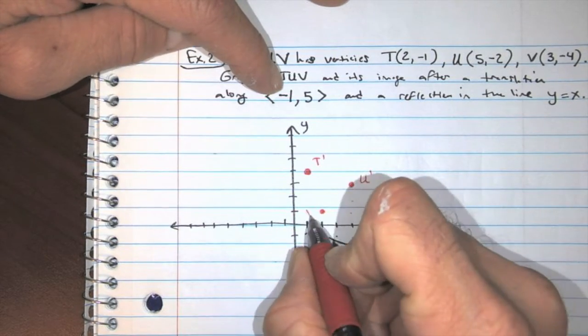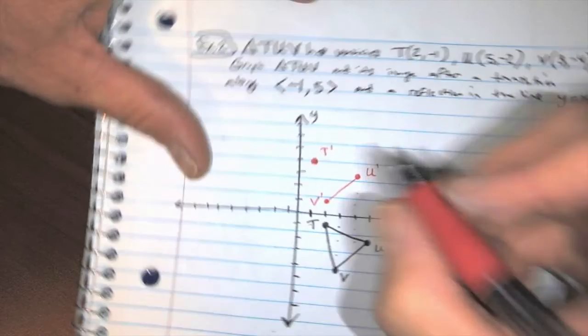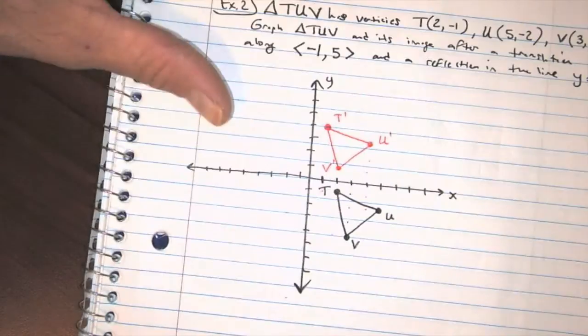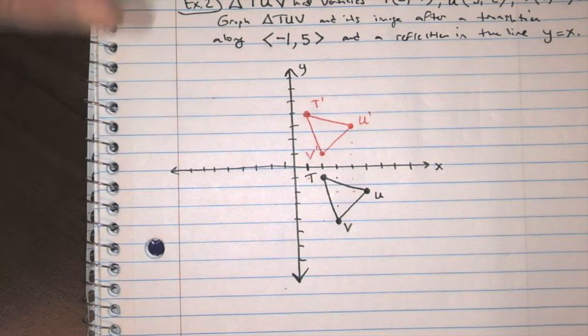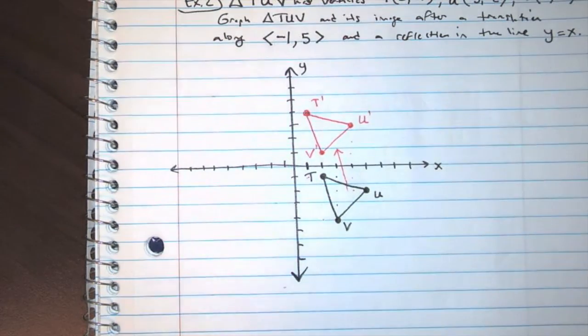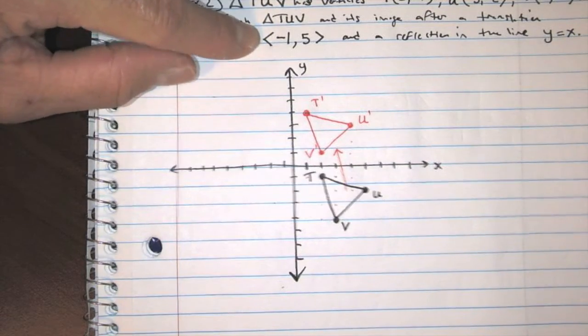Alright, and that's V prime. Okay, we slid it. That's grammatically incorrect. We moved it. We translated it. There we go. We translated it up and that way. That was a vector -1, 5.